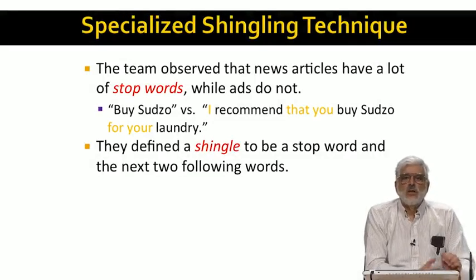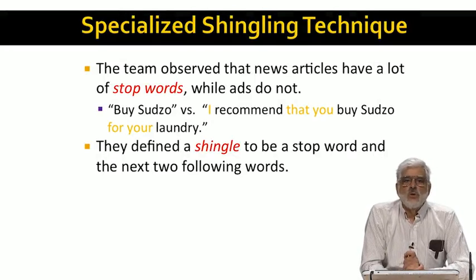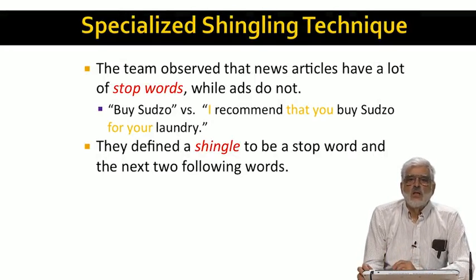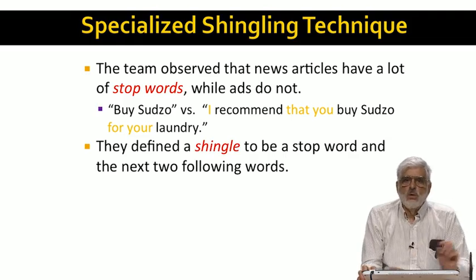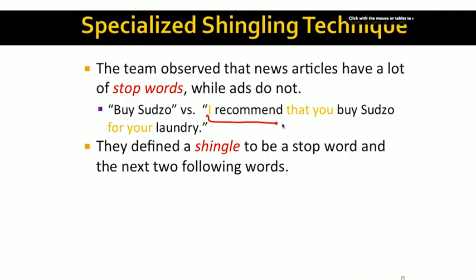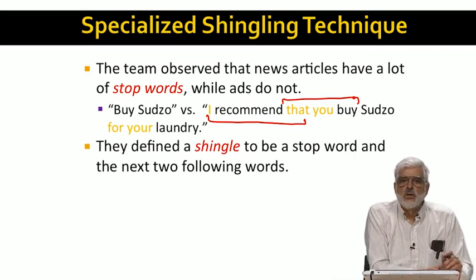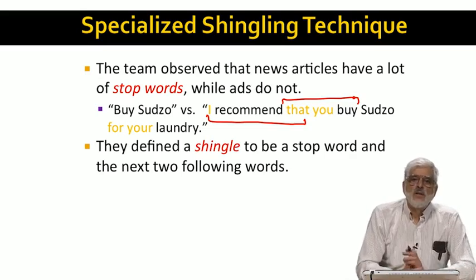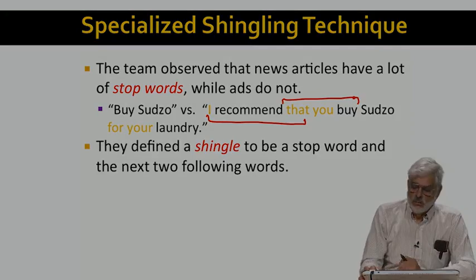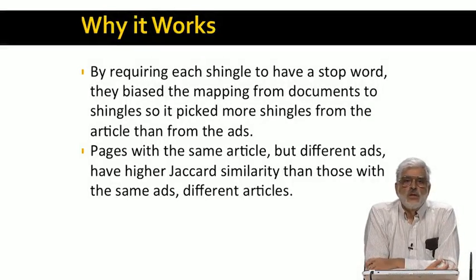So they defined the shingle to be a stop word followed by the next two words in the sentence, stop words or not. Thus, in the sentence on the slide, one shingle would be, I recommend that. The next would be, that you buy, and so on. Notice that there are relatively few shingles, and it is not guaranteed that each word is part of even one shingle. The reason this notion of shingle makes sense is that it biases the set of shingles for a page in favor of the news article.